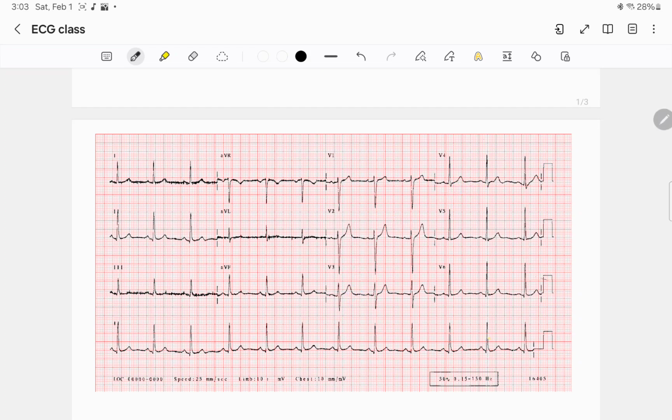Okay, and abnormal R wave progression. Well, there are different types of abnormal R wave progression, but as it relates to ischemia or old infarction, abnormal R wave progression is when the R wave in V3 is less than 3 millimeters or 3 small boxes.